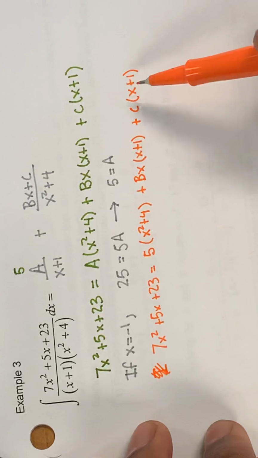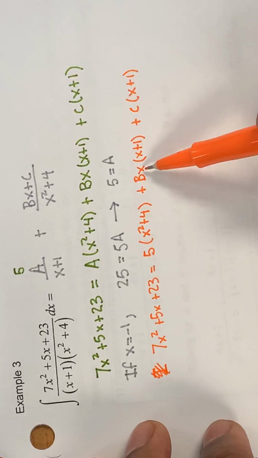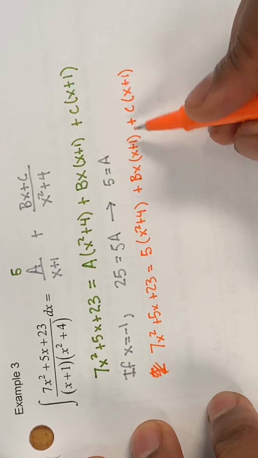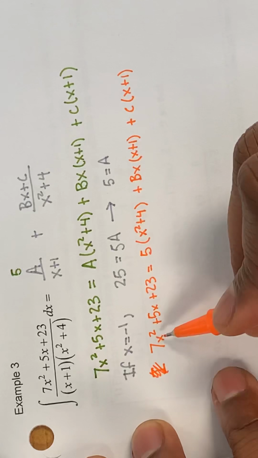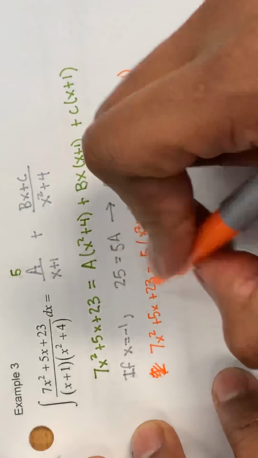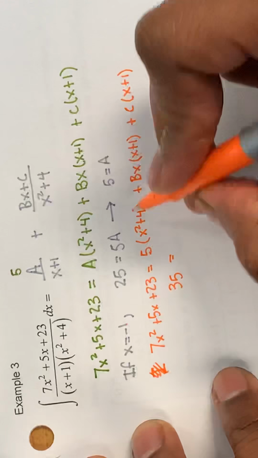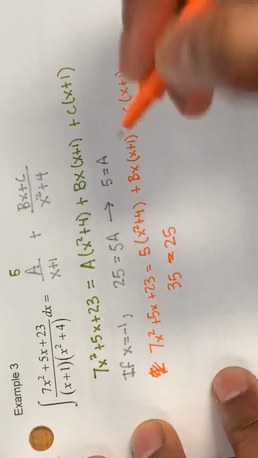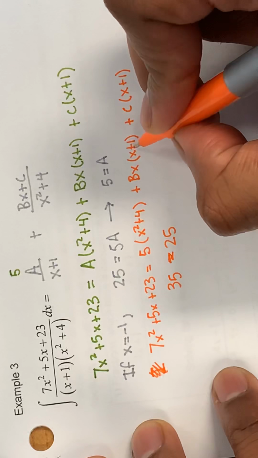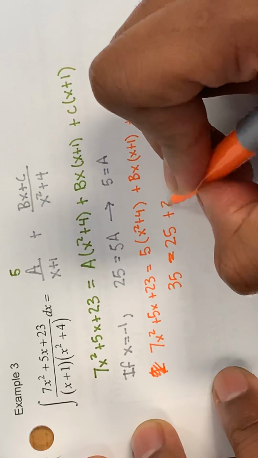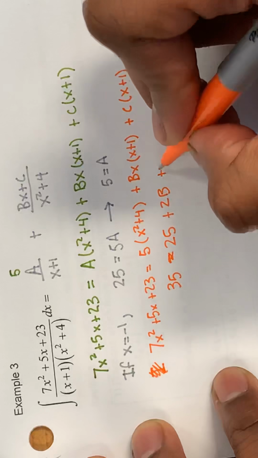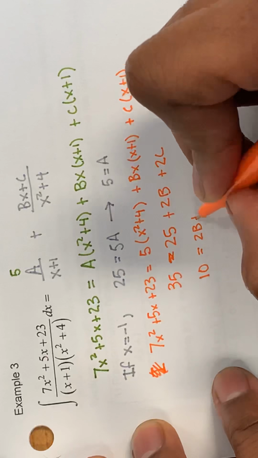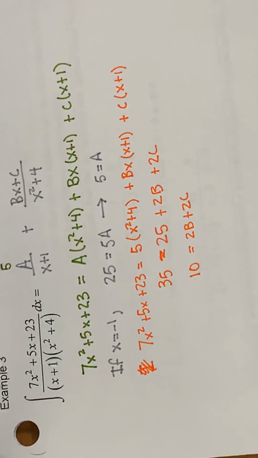We can't eliminate the x. So let's say we make a system of equations where we choose x to be 1. If we choose x to be 1, we'll get 7 plus 5, which is 12, plus 23 is 35 equals, so if x is 1, this is going to be 5 times 5, which is 25. And then 1 plus 1 is 2 times 1 is 2 times b, so plus 2b and plus 2c. So we get that 10 equals 2b plus 2c. That's one equation that we need.